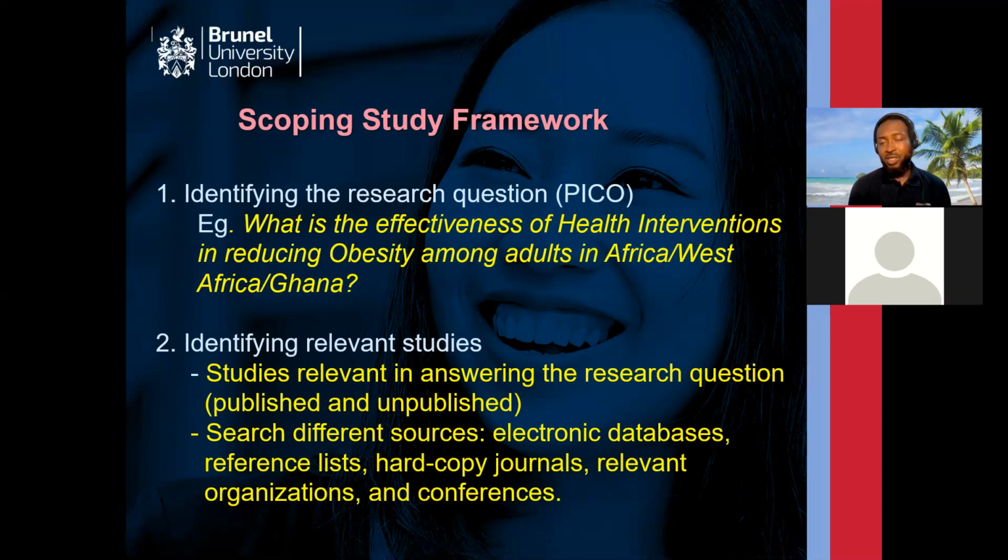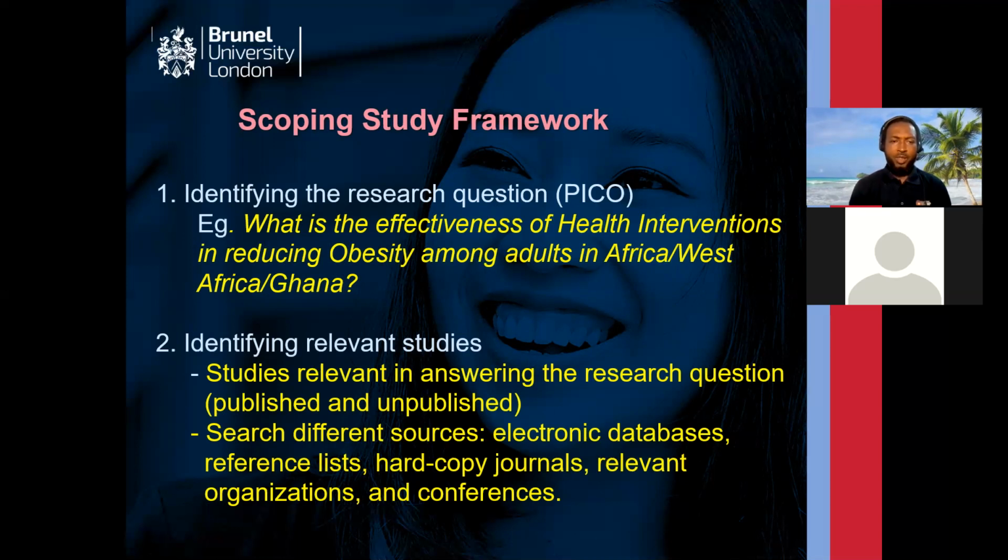Obesity related health interventions, while the comparator here could be no intervention. You're looking at interventions and their effectiveness against no intervention. That could be the comparator, control or comparator. Why the outcome here is reduced obesity. That's the outcome you're trying to see.